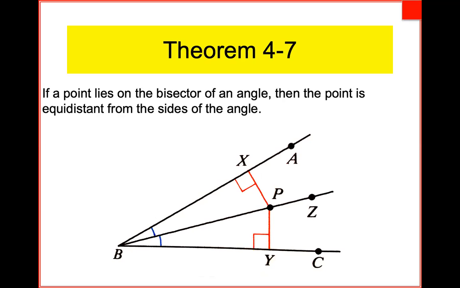If we have 4.7, guess what we would also probably have? And 4.8 is going to be the converse to this. If you are equidistant to the sides of the angle, you live on the angle bisector. I'll write that here in a second.